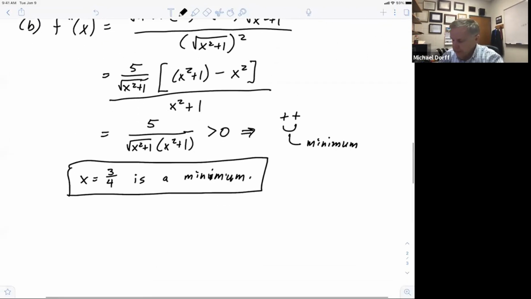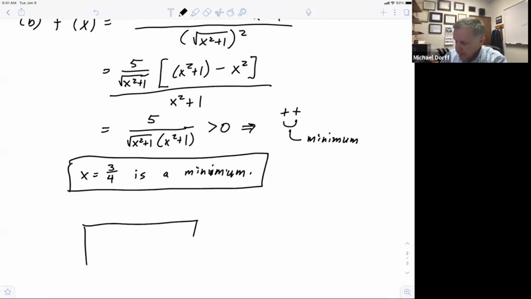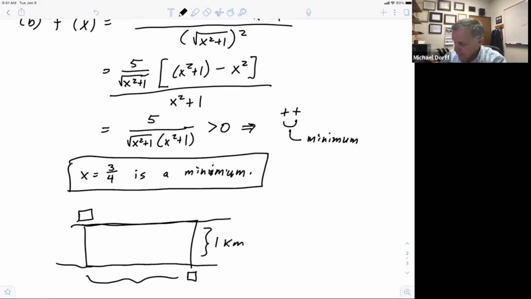So going back to the original situation here with the river, and here's the refinery, and here are the tanks. This distance was 1 kilometer, and this distance was 2 kilometers. You want to make the point here. So this is 3/4 of a kilometer, and this length here then is going to be 5/4 of a kilometer. And that will minimize the cost of building the pipe.